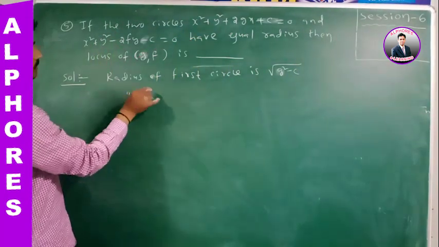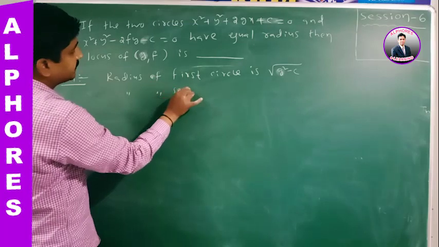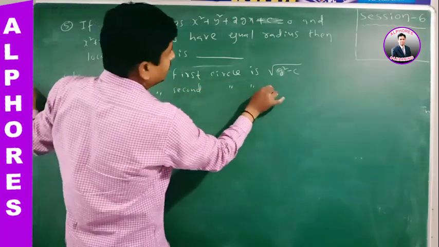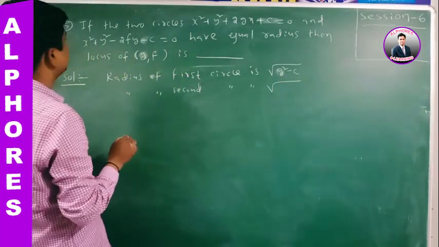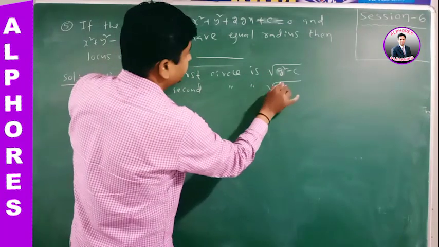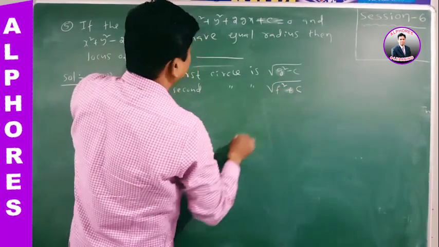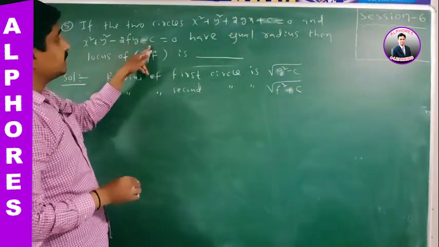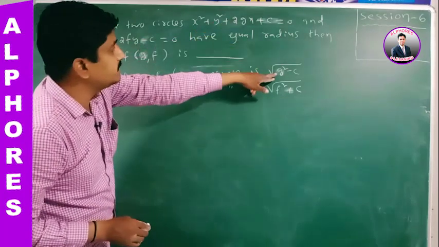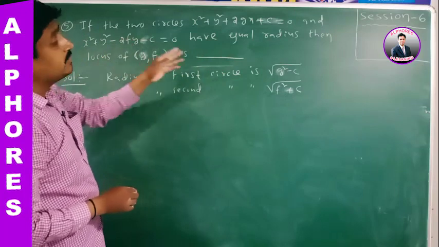Next, radius of second circle. Radius of second circle is under root of f square plus c. According to the formula, under root of g square plus f square minus c, here under root of g square minus c, and here under root of f square plus c.